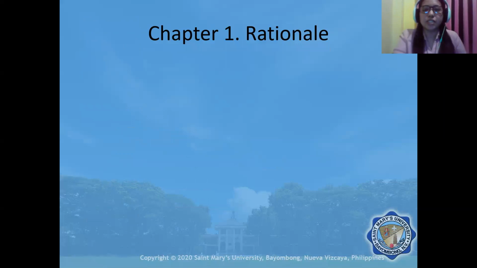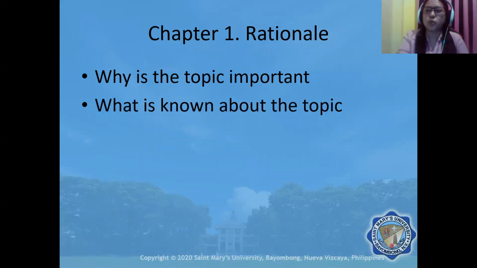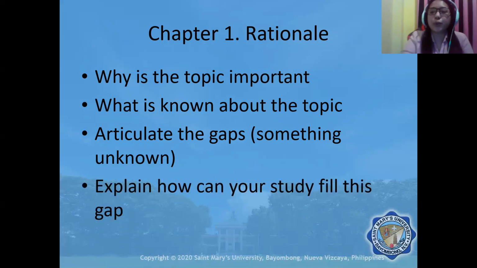Okay, so let's go back to chapter number 1. So rationale. In crafting your rationale, what are the things that you need to place there? You have, of course, to explain the reason behind the conduct of the study, which means you have to explain why the topic is important. What is known about the topic, and also you have to articulate the gaps, something unknown or something that needs to be known. And explain how your proposed study will fill this gap.